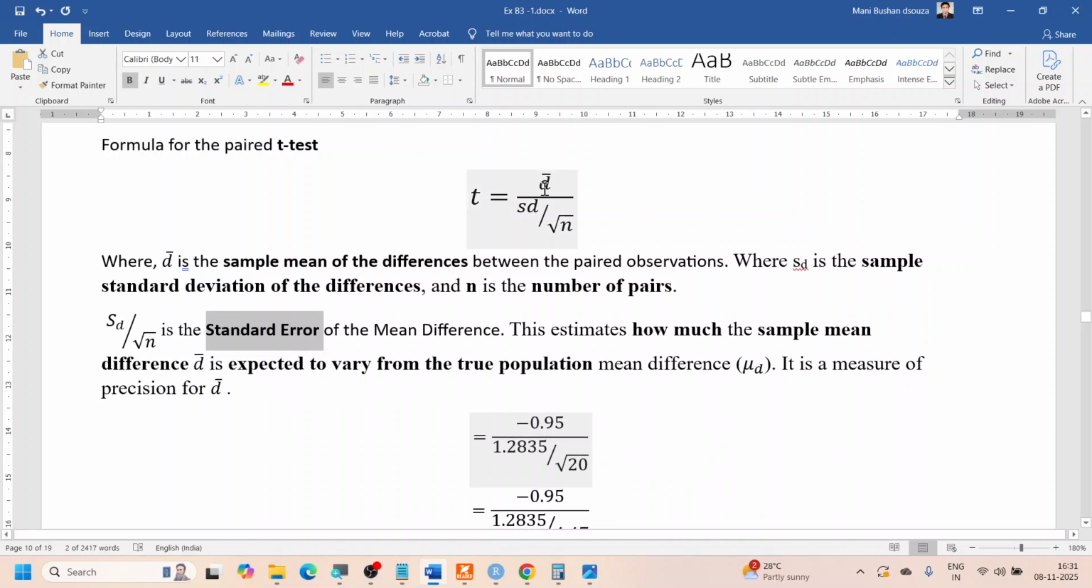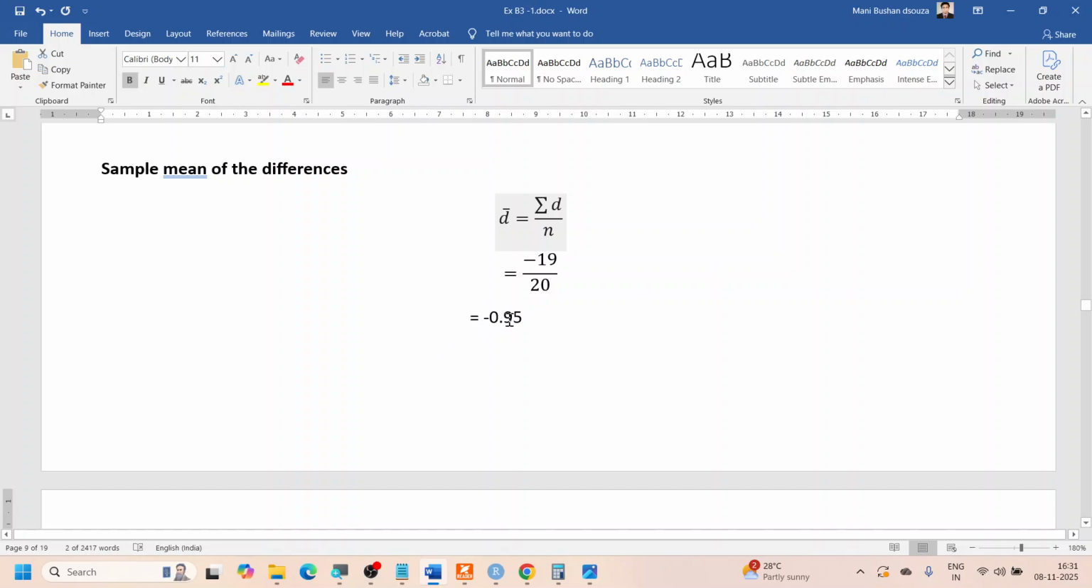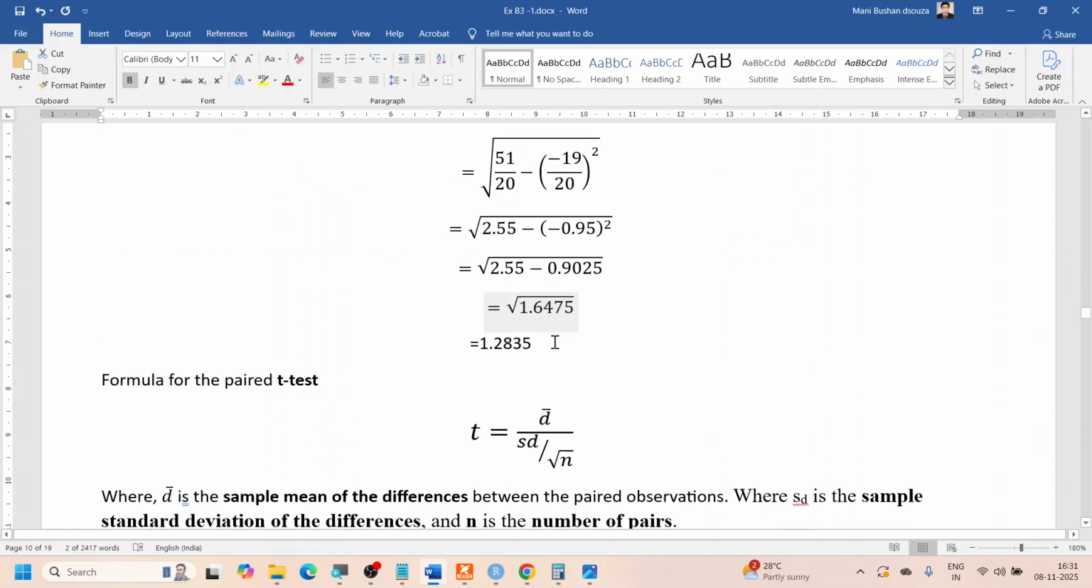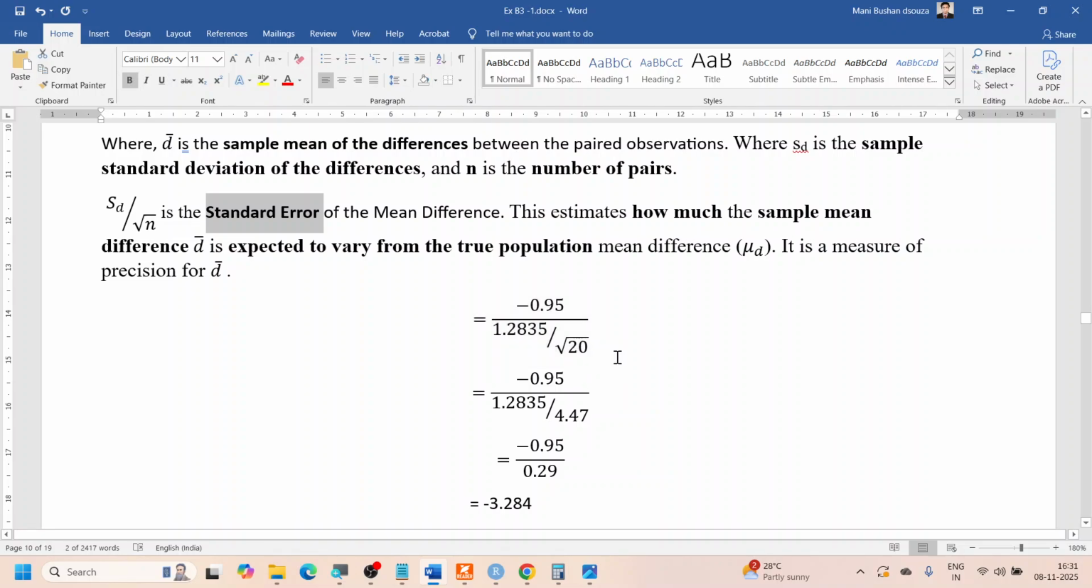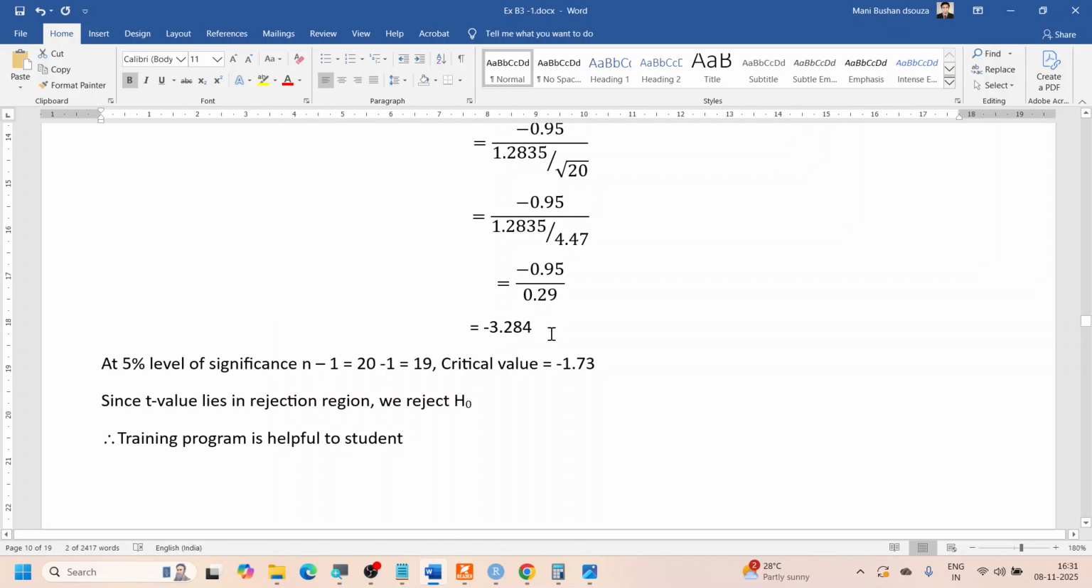Okay, so let us substitute. We have the value of d bar as minus 0.95, the standard deviation as 1.25, and n as 20. You just substitute all of them and do the calculation as usual. Use your calculator or Windows calculator to perform this. So you are going to get the value as minus 3.284. This is from your calculation, so when you calculate it, you get the t value as this one.